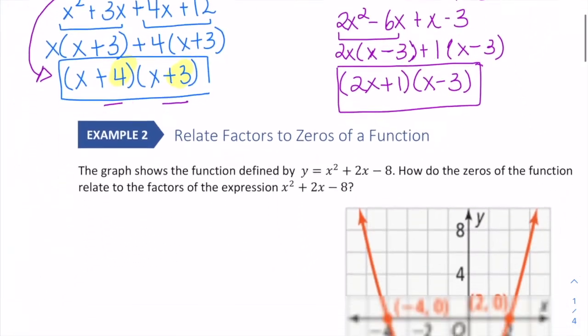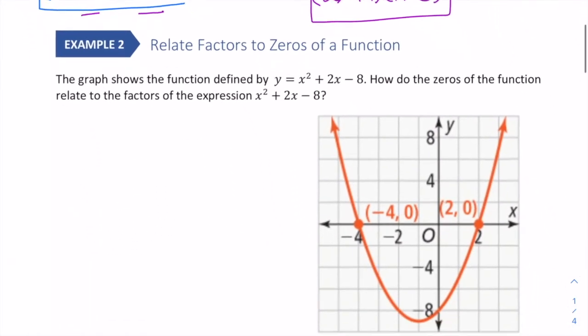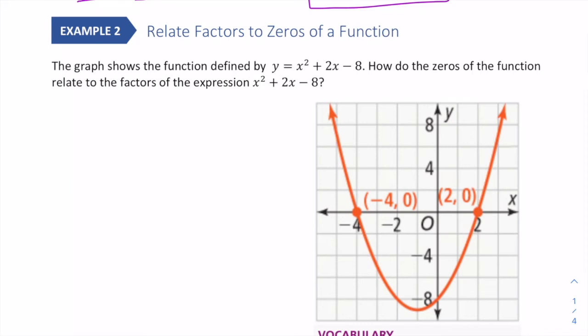Okay, now let's go to example 2. In this graph, we have the function x squared plus 2x minus 8. Right, you can see the y-intercept, minus 8, down here. And then you can also see the 2 zeros. One zero, or an x-intercept, is -4, 0.